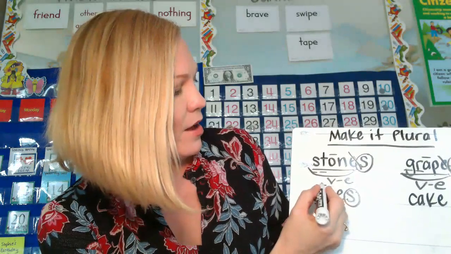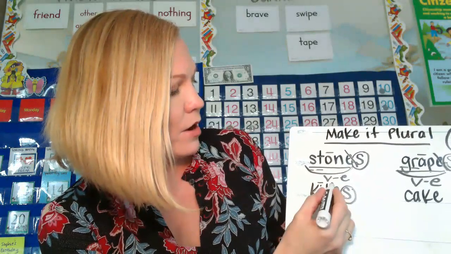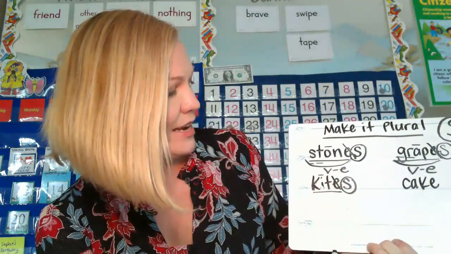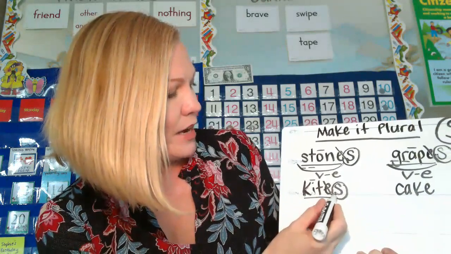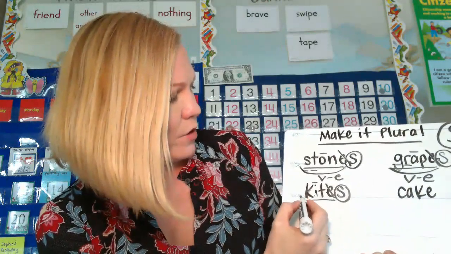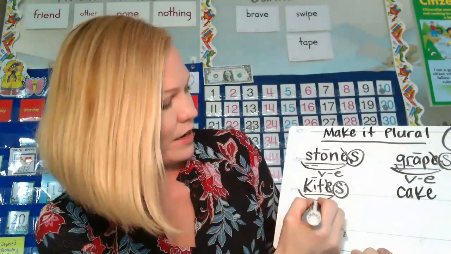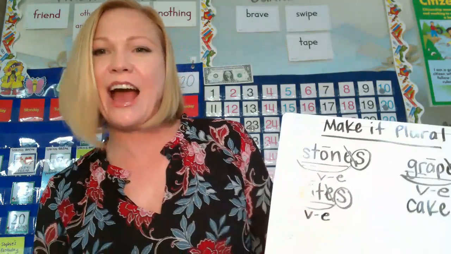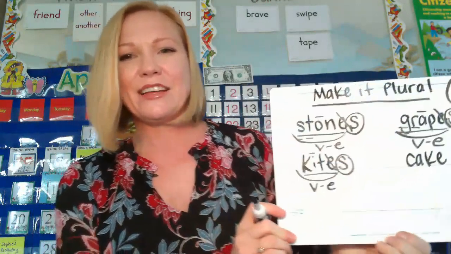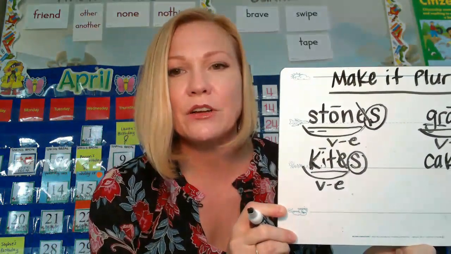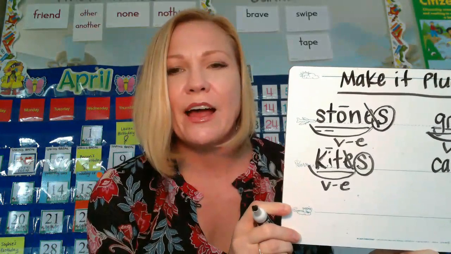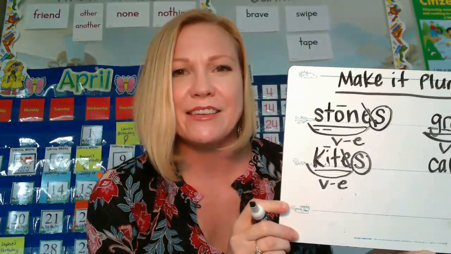To mark that long I with a macron, slash that E. No more digraphs or glued sounds, so I'm just going to swoop that base word and write V-E, kites. Fantastic, that's how yours should look. K-I-T-E-S, kites.